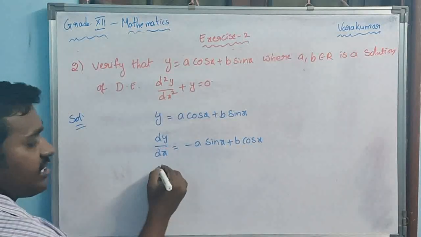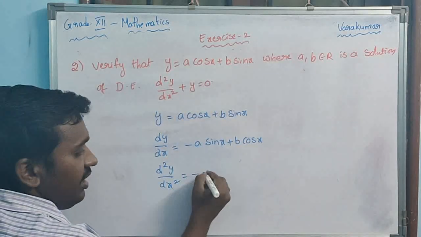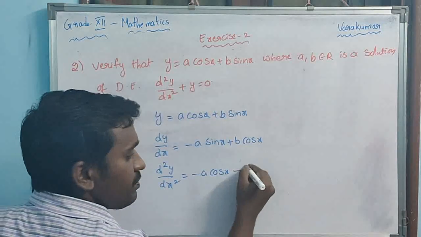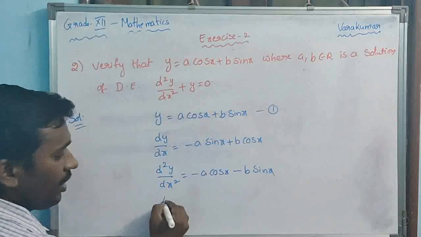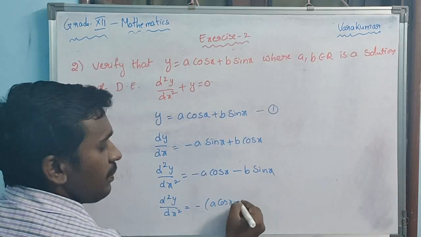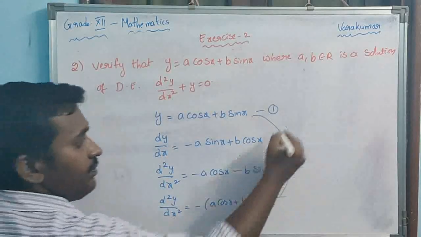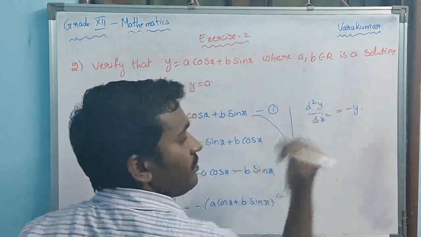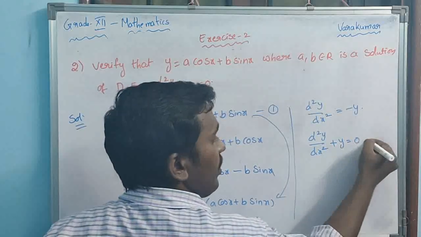And here d square y by dx square, again differentiate it. Minus a sin x, it will become cos x. For b cos x, it will become minus b sin x. Okay, now this I am taking as number 1. Now in d square y by dx square, I can take minus common out, so a cos x plus b sin x. Now see, number 1, if you apply here, what does it become? d square y by dx square is equal to minus y. Now d square y by dx square plus y is equal to 0, we got it.